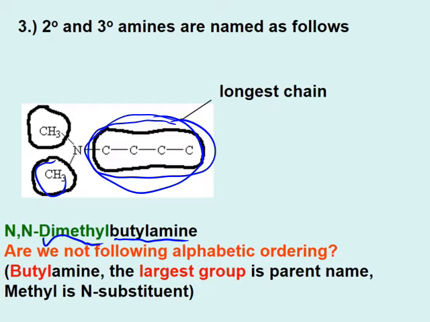Now here you may be questioning, are we following alphabetic ordering? The answer is yes. The only thing is here butylamine, according to the rule, has to be at the end. If I had, say, methyl and ethyl in the N position, like for example N-methyl and N-ethyl, then you'd write down N-ethyl first followed by N-methyl.